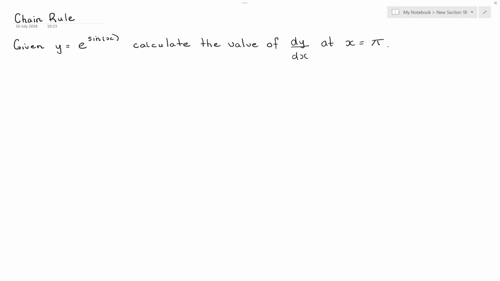And to do this, we need to recognise that we have sine x and we have the exponential function. So we have a function of a function. And recall, to differentiate a function of a function requires us to use the chain rule. Now the chain rule tells us that dy by dx is equal to du by dx multiplied by dy by du.